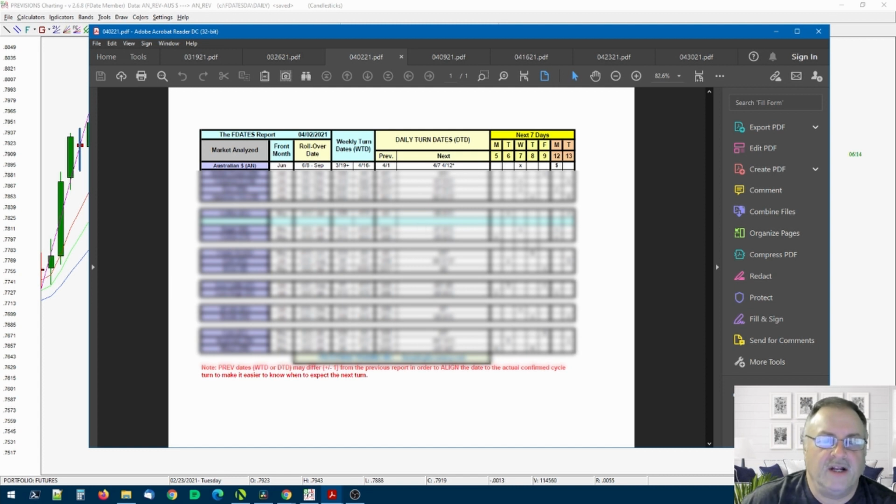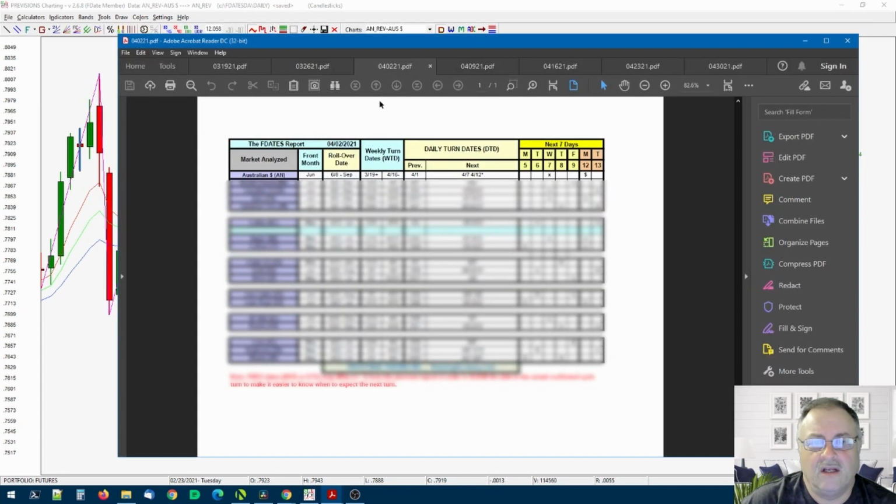These weekly turn dates represent, for example, turns on a weekly chart. These represent turns on a daily turn date. So here's what we're going to do. We're going to go take a look at the Australian dollar, which is this top one right here.